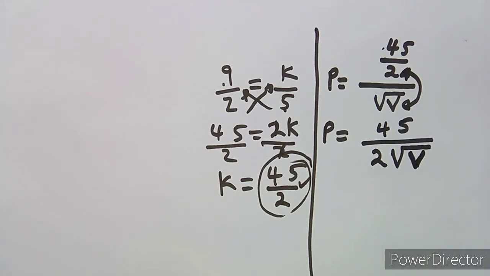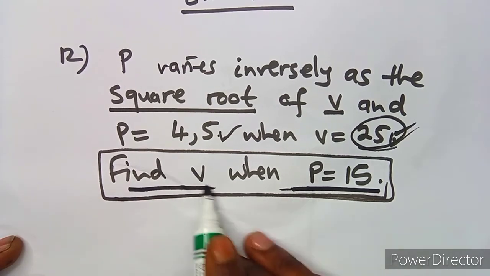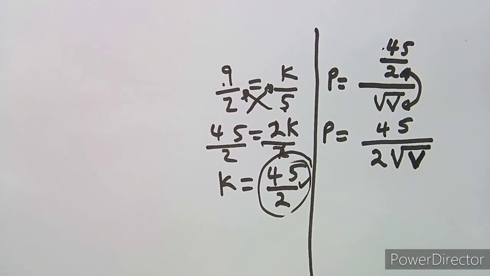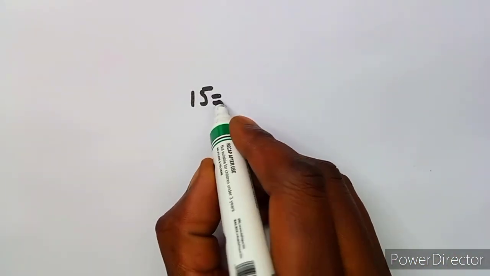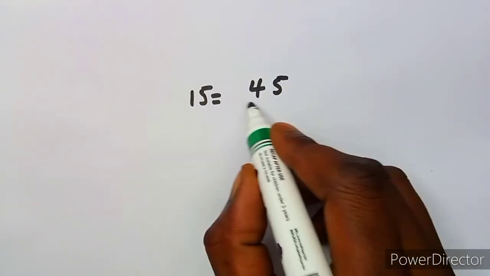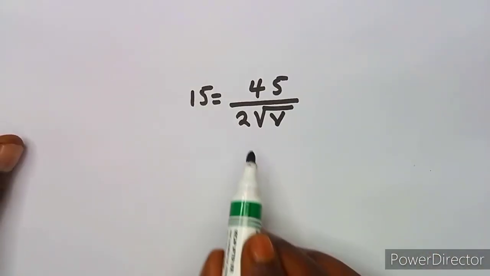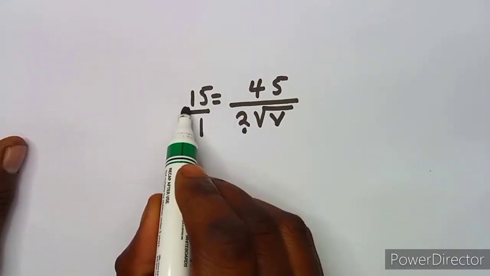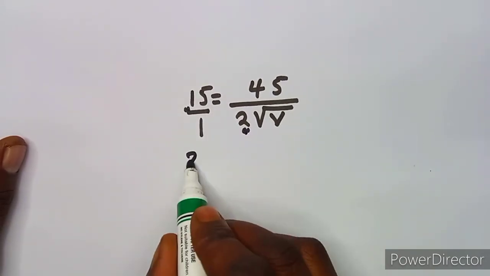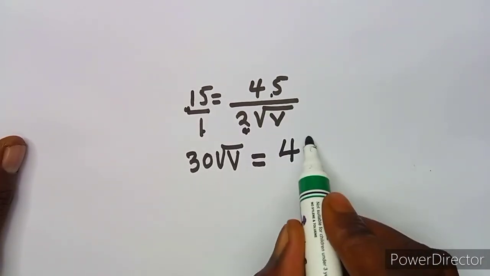So I have the relationship of p and v. The question is: find v when p is equal to 15. So I need to find the value of v when p is equal to 15. So I have to substitute 15 in place of p. So it's 15 is equal to 45 over 2 square root of v, and I need to find the value of v in this case. Okay, so let's cross multiply and see what you're going to have, because this is the same as over 1. If you cross multiply, 15 times 2 is 30 square root of v, which is equal to 1 times 45, that is 45.